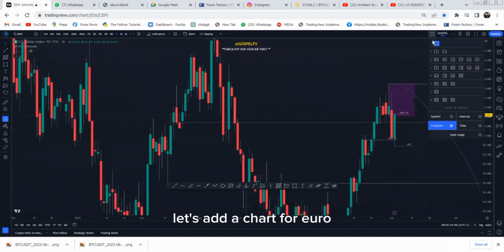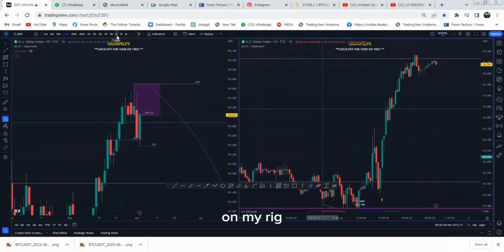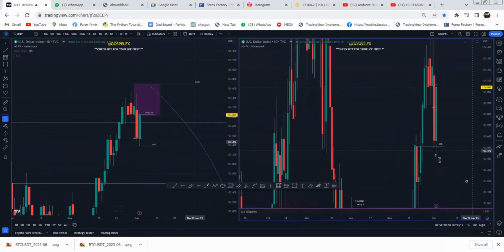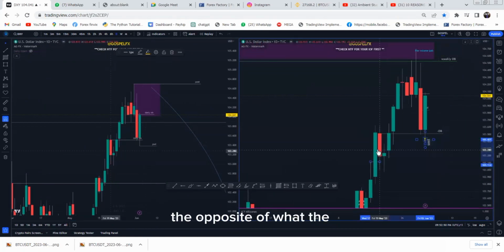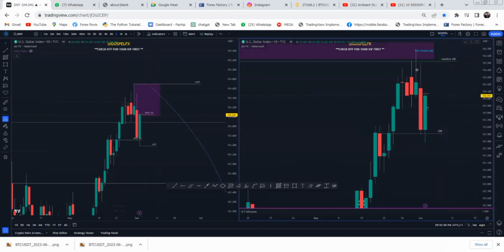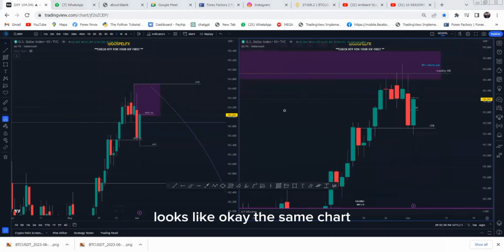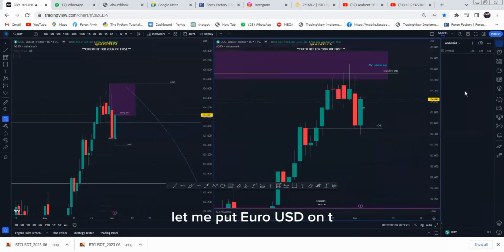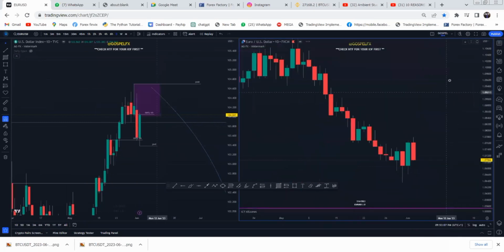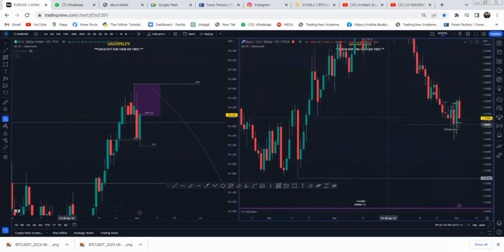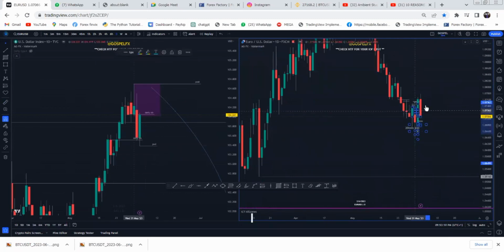Let's add a chart for euro, and then we'll try to compare them two together. So this is euro on my right, and on the daily chart, you can see it's similar. It's just exactly the opposite of what the dollar is doing. All right. Looks like the same chart. Let me put euro USD on this other one. Okay, so this is euro USD here. Let me just delete this. Okay, let's have this deleted.